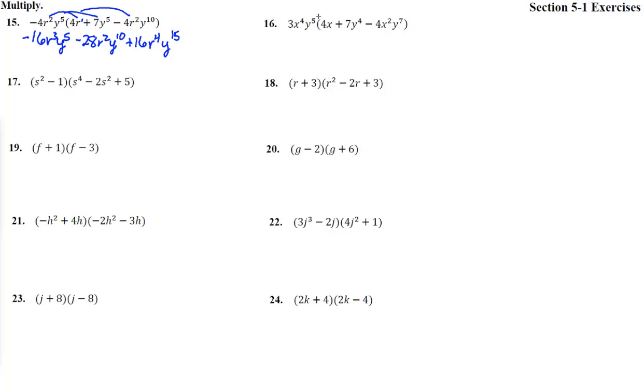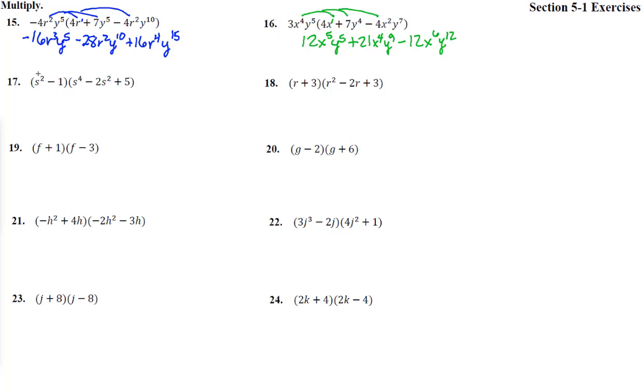Good. Number 16. Again, just distribute. We have 12x to the fifth, y to the fifth, and again that's x to the first and 4, that makes 5 of them, and then the y to the fifth just goes along for the ride. Plus 3 times 7, that's 21, x to the fourth, there are no other x's to combine with here, y to the ninth. And then minus 12, x to the sixth, y to the 12th. Good. All right, number 17.